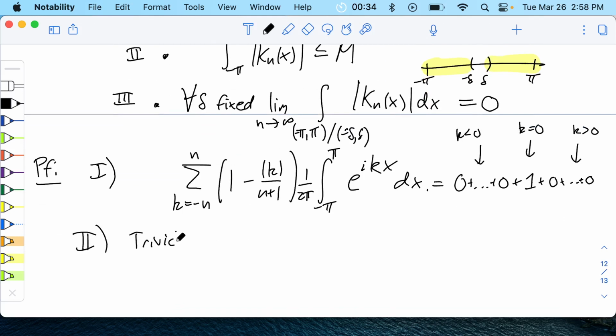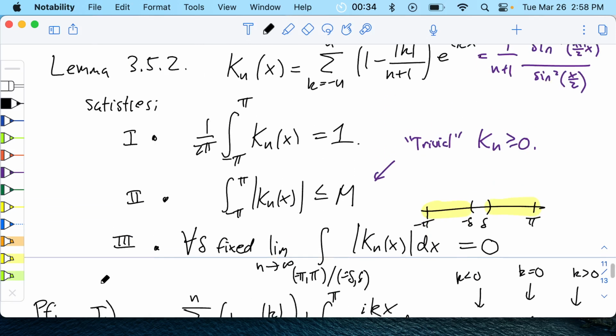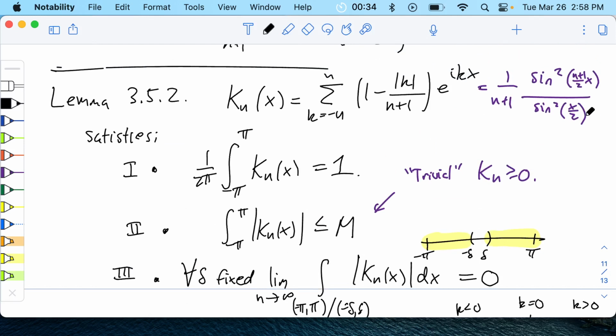Trivial, since Kn of x is greater than 0. And 3 seems like it could be quite a bit of work to prove. Why is it true that the integral is going to 0? But actually, because we have a nice representation for the function in terms of sines, the proof is going to fall out of the fact that the function sine is just increasing.